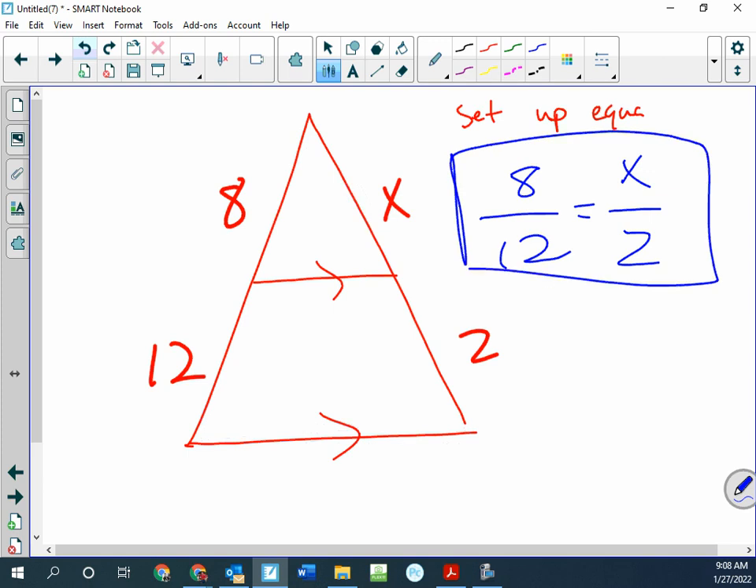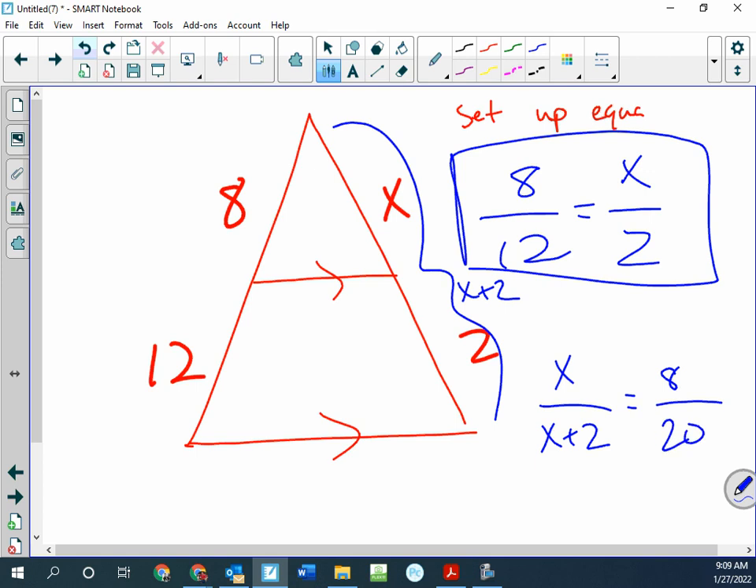Now, some of you said you did x over x plus 2 equals 8 over 20 by adding those together. This does work. It's more complicated because there's more x's in the equation once you cross multiply. This would definitely be an easier version.